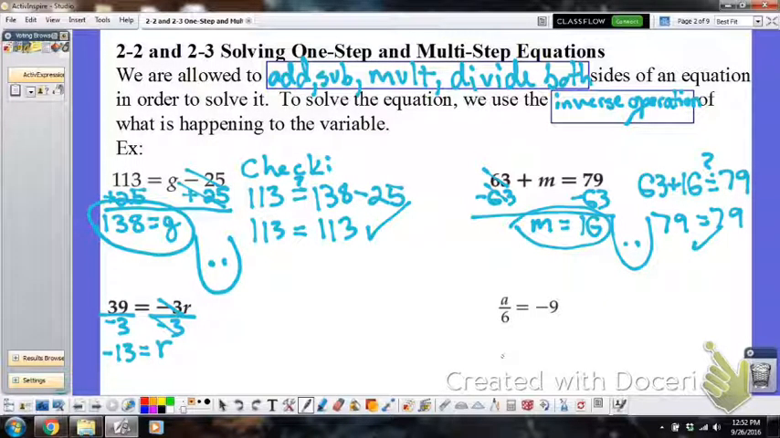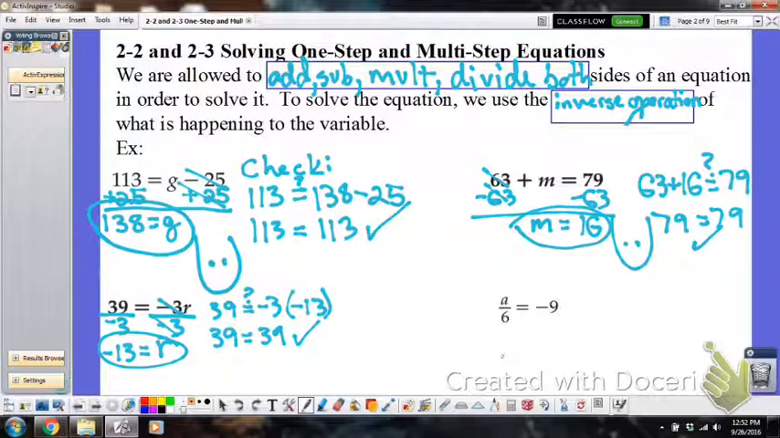Again, we can check it, find out if 39 is equal to negative 3 times negative 13. So we have 39. I don't know if this is equal yet. Negative 3 times negative 13 is 39. So it checks out. We're good. My solution is negative 13 is equal to r. R equals negative 13. I know I'm right, so I get a mathematical smile.